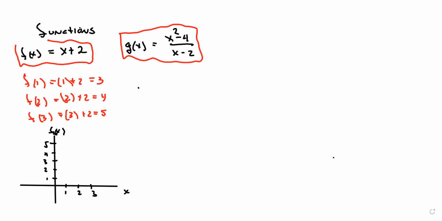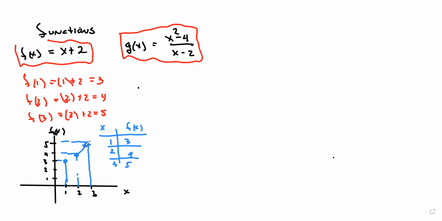So let's connect the dots. We have x and f of x right here. For 1, we have 3, for 2, we have 4, and for 3, we have 5. So 1 and 3 is going to be right here, 2 and 4 is going to be over here, and 3 and 5 is going to be over here.